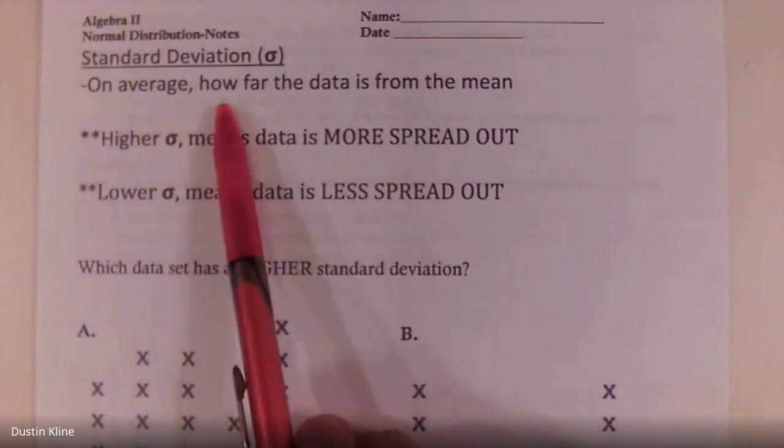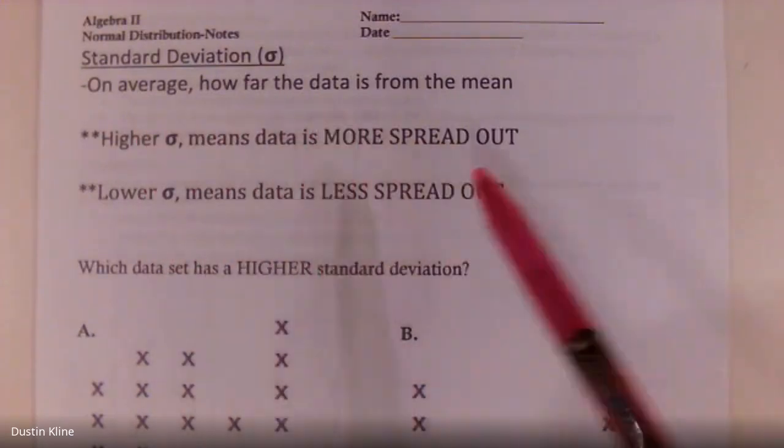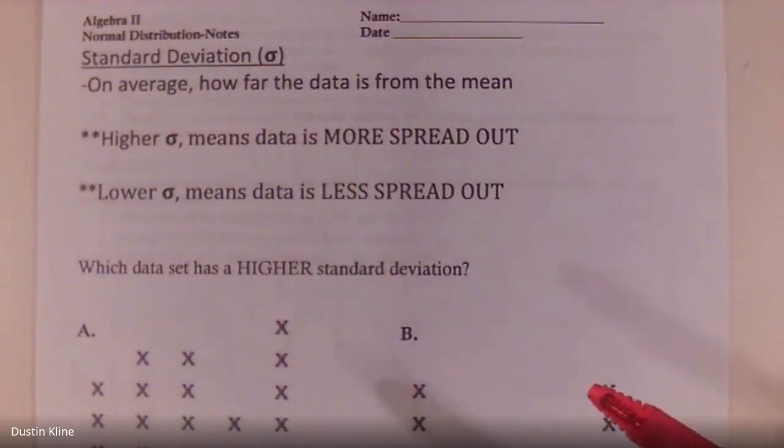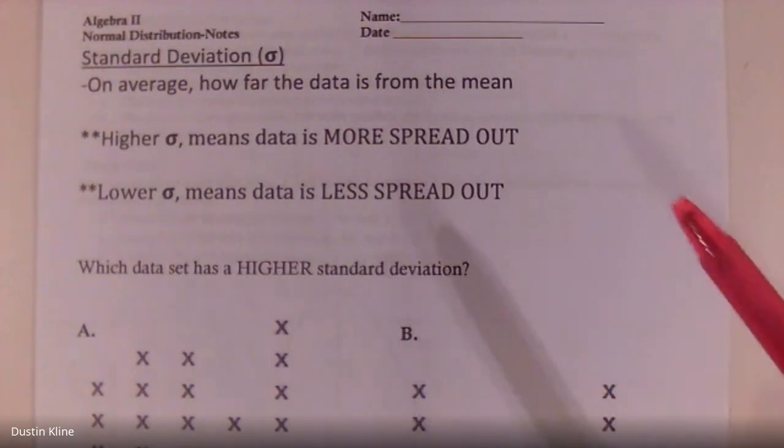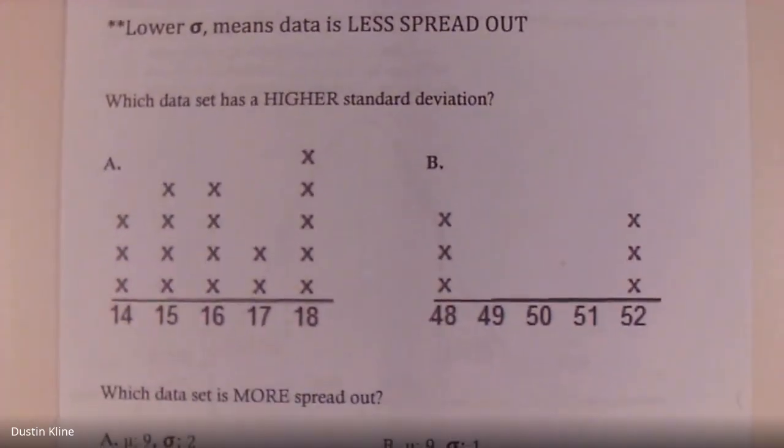And that makes sense. How far is our data from the mean? Well, if we have a really big number, that means our data is really far from the mean. If we have a small number, our data is close to the mean. Let's look at how that might show up for us.